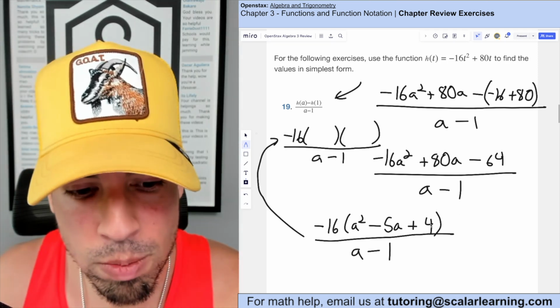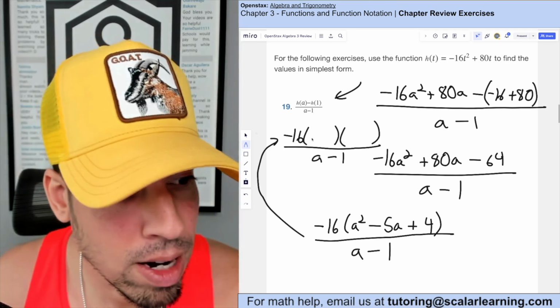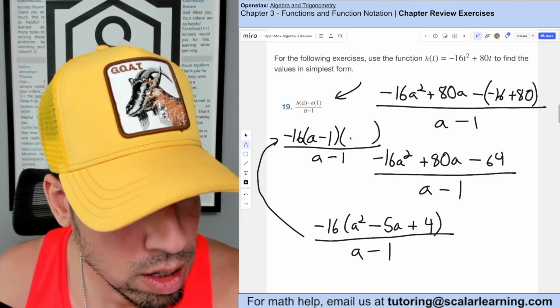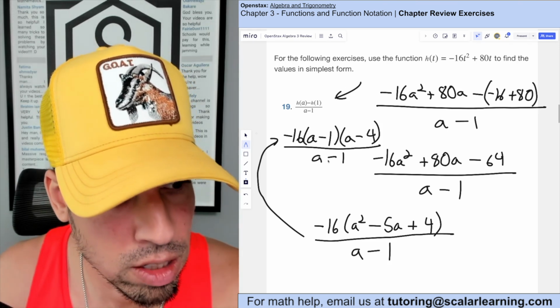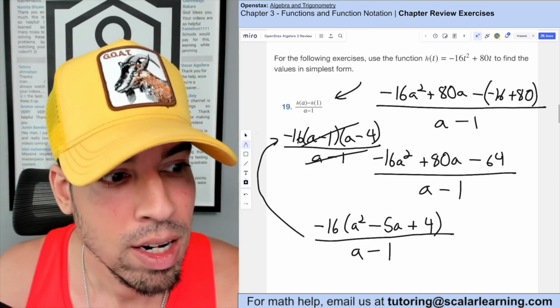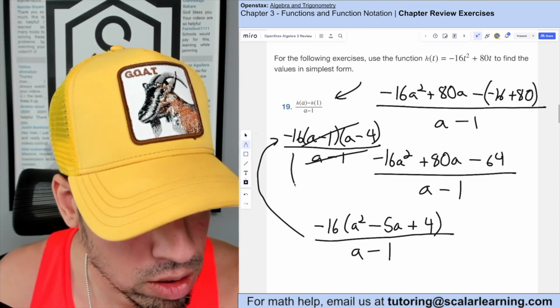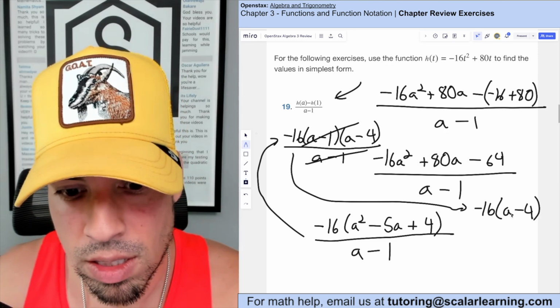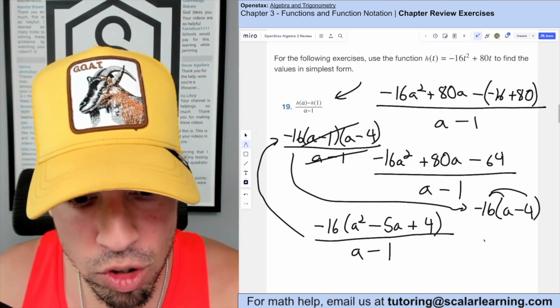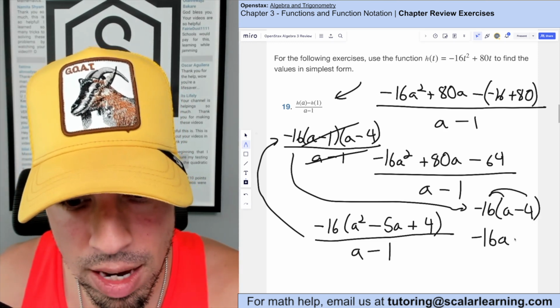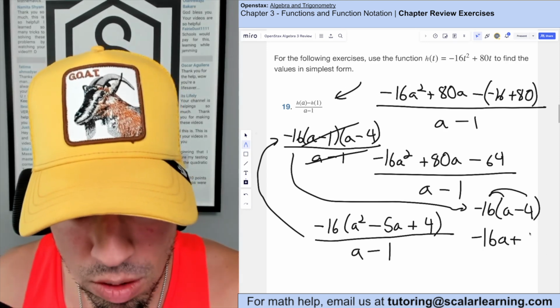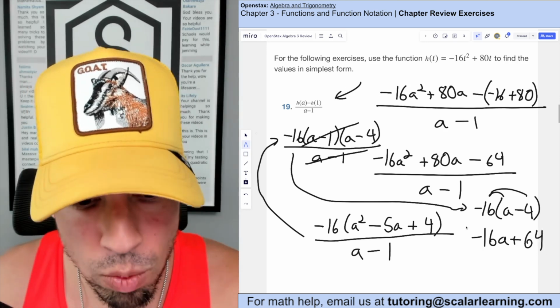So what two numbers multiply to +4 and add to -5? That is -1 and -4. And look at this, we can cancel. This leaves us with a final answer of -16 times a minus 4, where we distribute, we get -16a plus -4 times -16, which is 64 for the win.